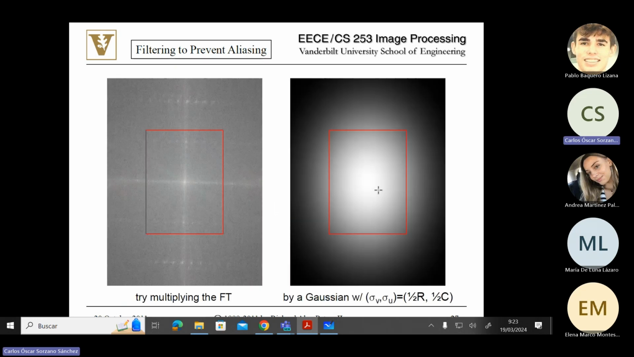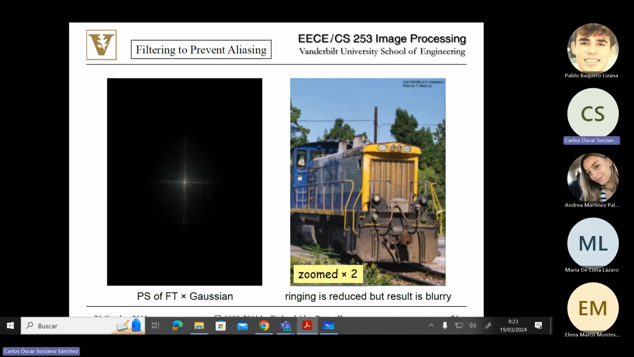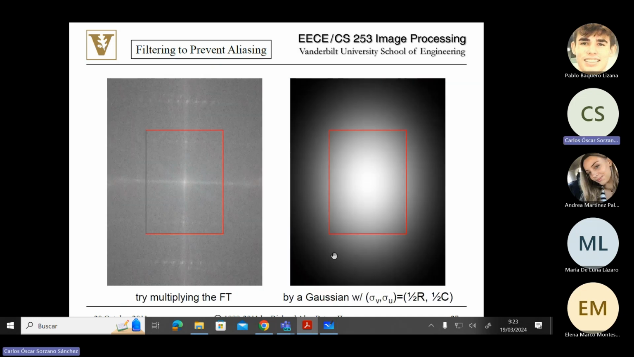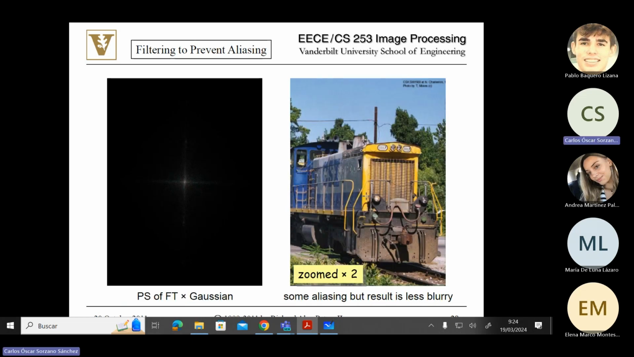It is less blurry. So this one is too blurry. If you look at the edges, it's a little bit blurry. This one is less blurry, but there is aliasing. There is aliasing because outside you're not setting to zero. So all this energy, when it expands, will go into the central area. So there is a compromise between making it too blurry, if you do it with Gaussians, or allowing for a little bit of aliasing.